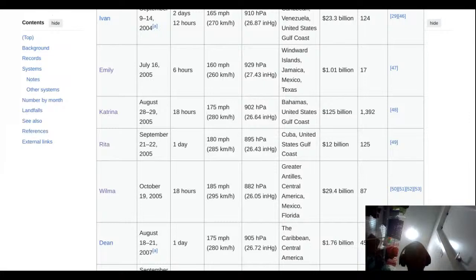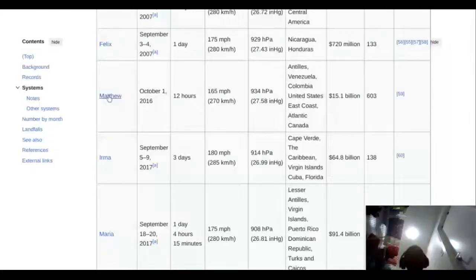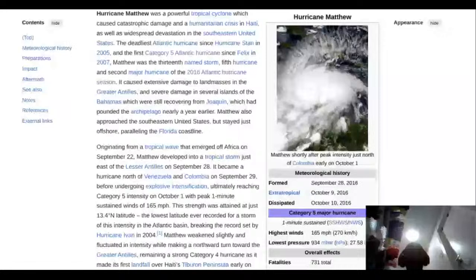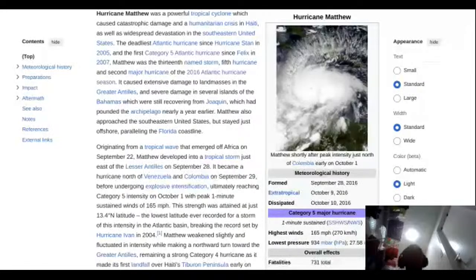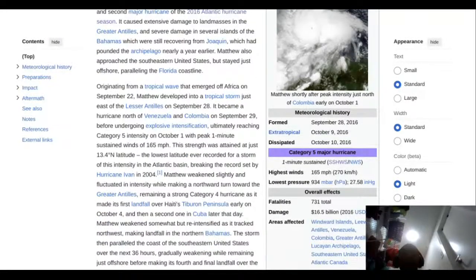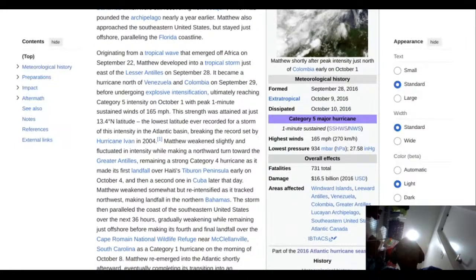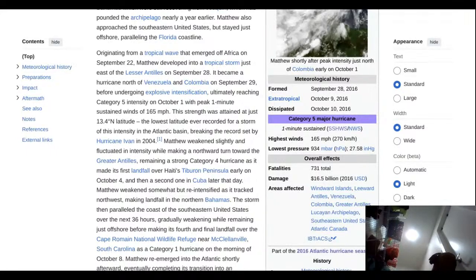Let's go back. Favorite one of them all, and that is 2016 and dissipated on October 10th, 2016. When this hurricane first made landfall, it was a Category 4 and it grew more strength and it strengthened into a Category 5. The hurricane was a Category 5 major hurricane. This hurricane had the fatalities of 131 fatalities.